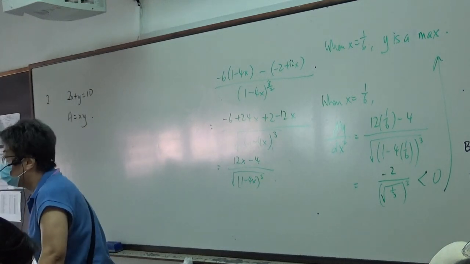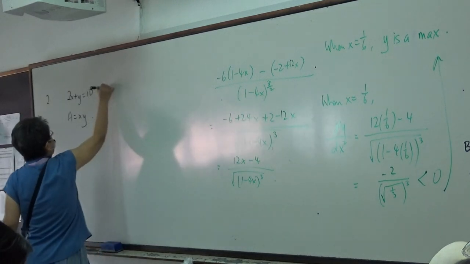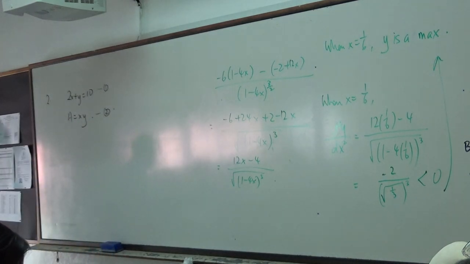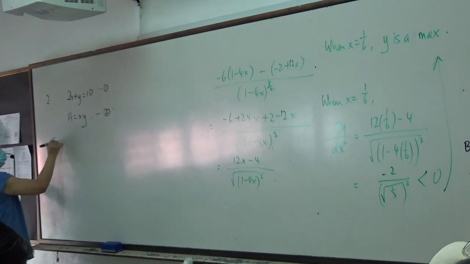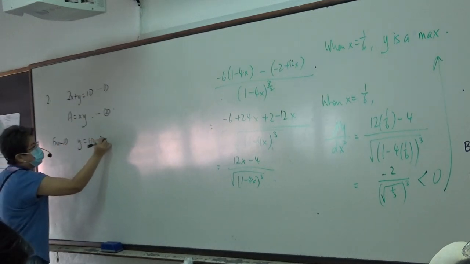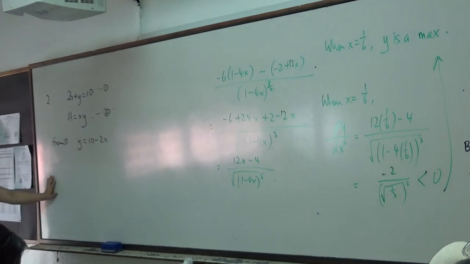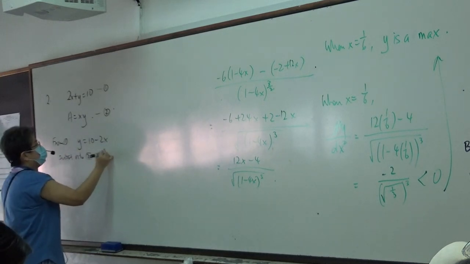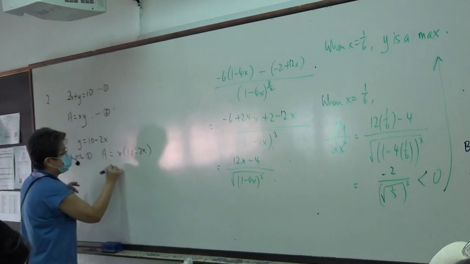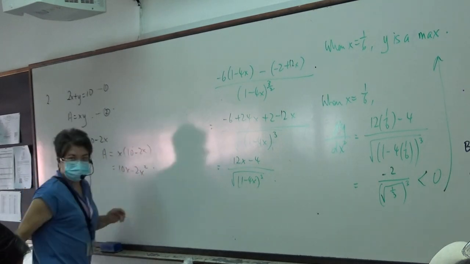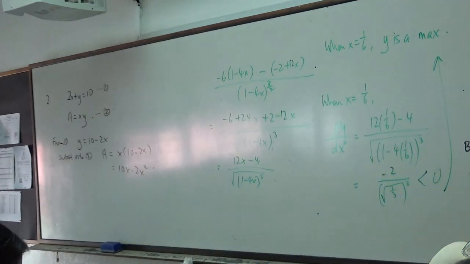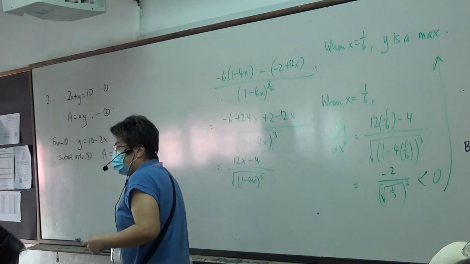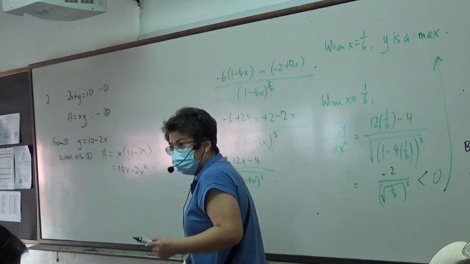Yes or no. Okay. Now, when you have this, you have to put y in terms of x. Agree, class? Okay. From what? y is 10 minus 2x. Right now, then you substitute into 2. So A will be x into 10 minus 2x, which will be 10x minus 2x squared. Everybody okay? Can see? Okay, good.